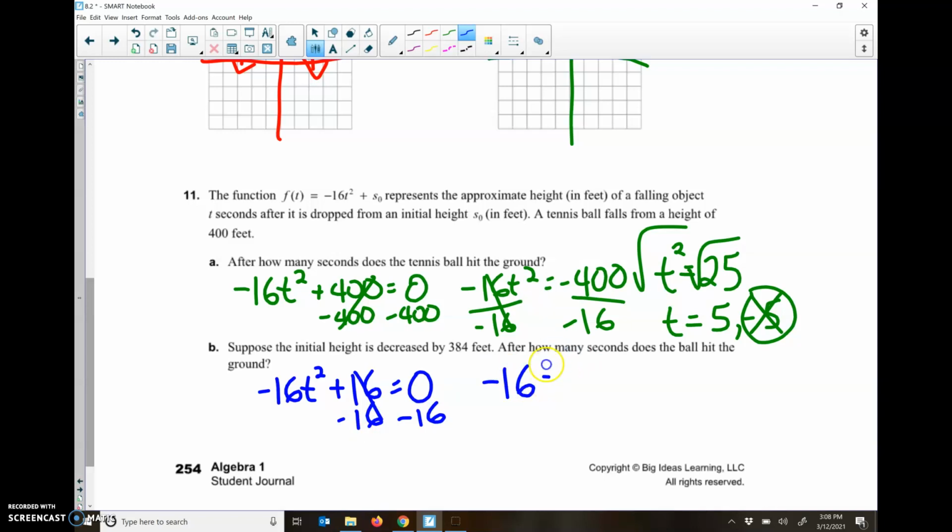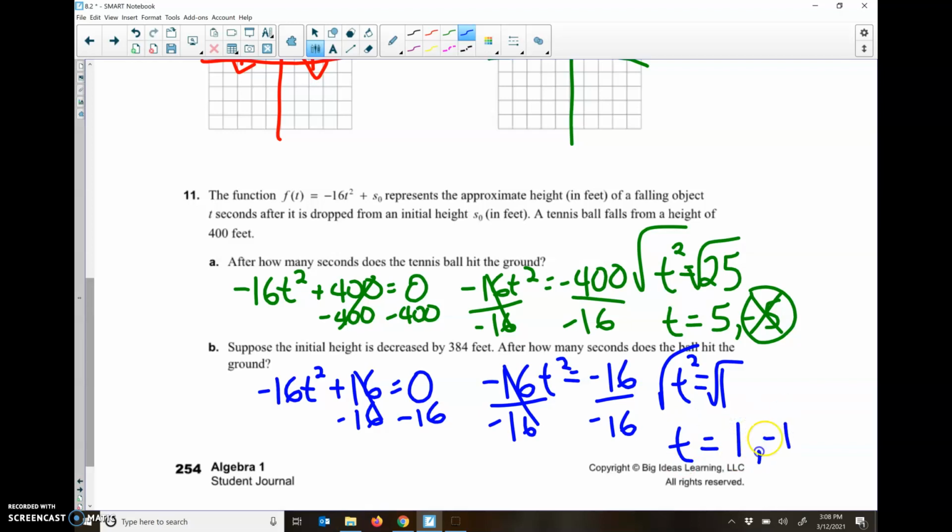So negative 16t squared equals negative 16. Divide both sides. So you get t squared equals 1. And then same thing, square root both sides to get rid of the square. So you're left with t equals positive 1 and t equals negative 1. But again, negative 1 doesn't make any sense because you can't have negative 1 second. So if you drop a tennis ball from 16 feet up in the air, it will take 1 second to reach the ground. So if you're somewhere less than 16 feet up in the air and you drop a tennis ball, it'll take less than 1 second for it to hit the ground.